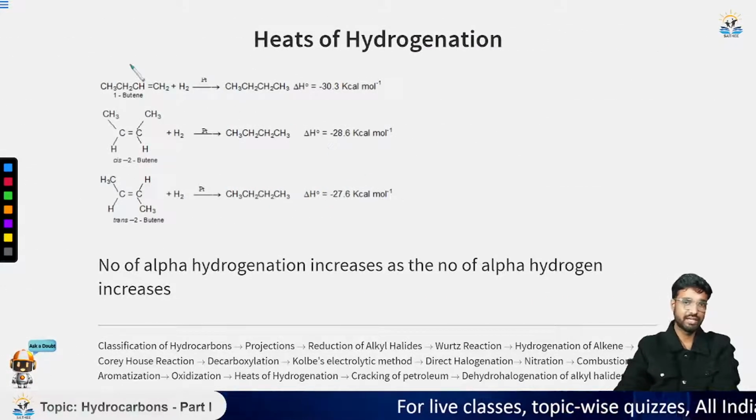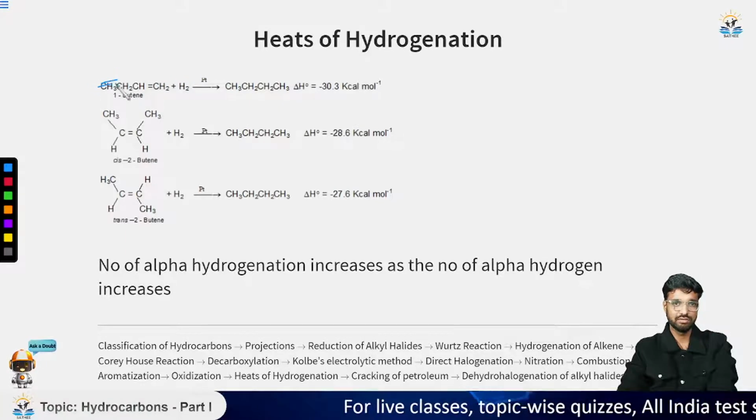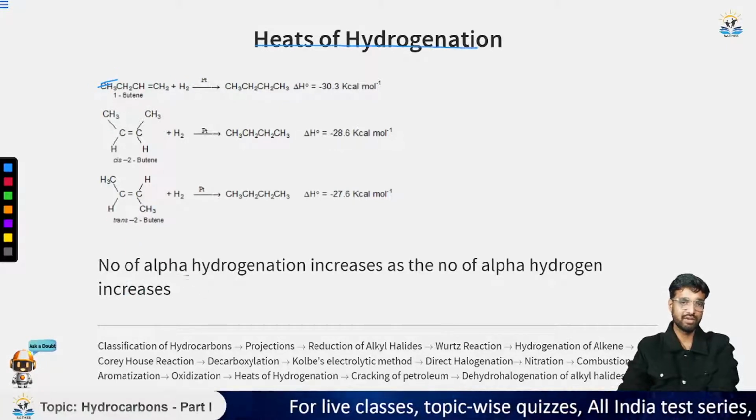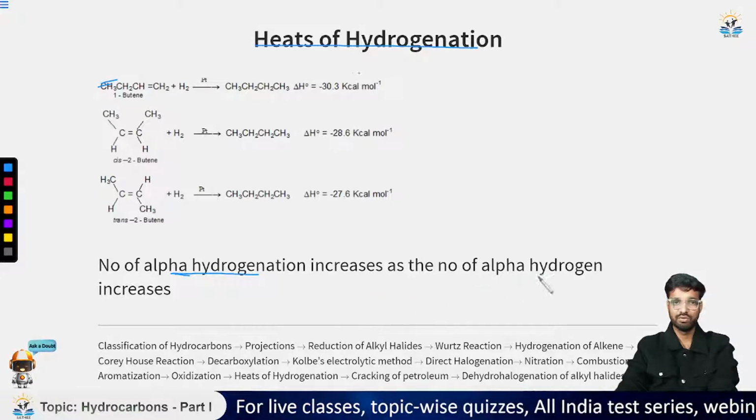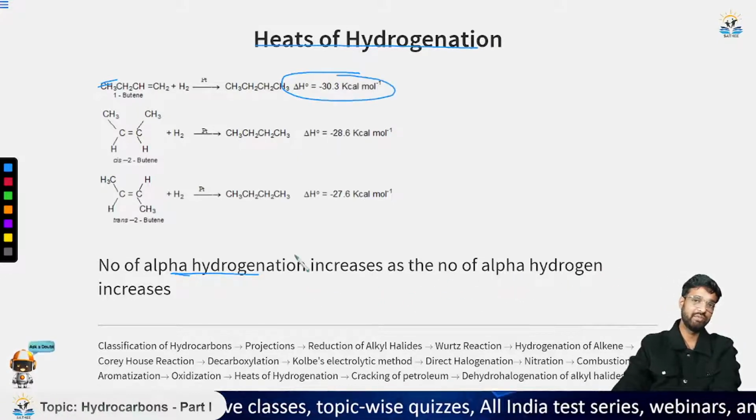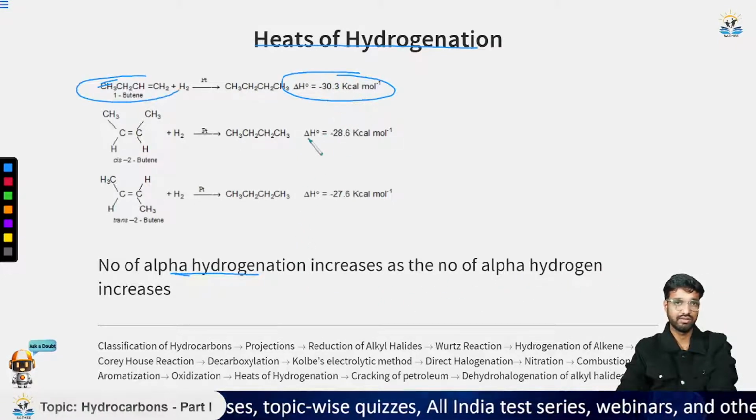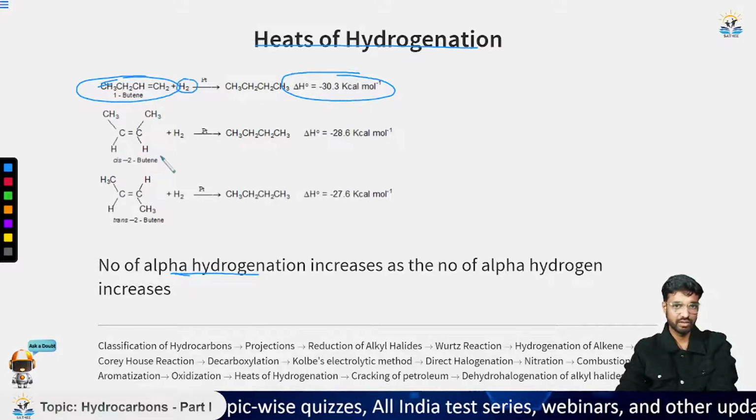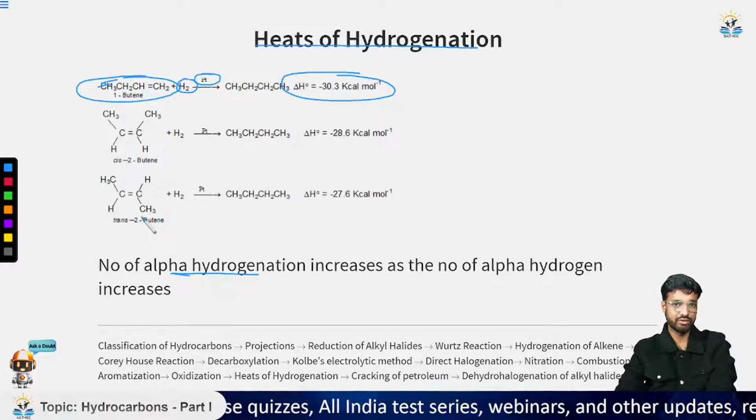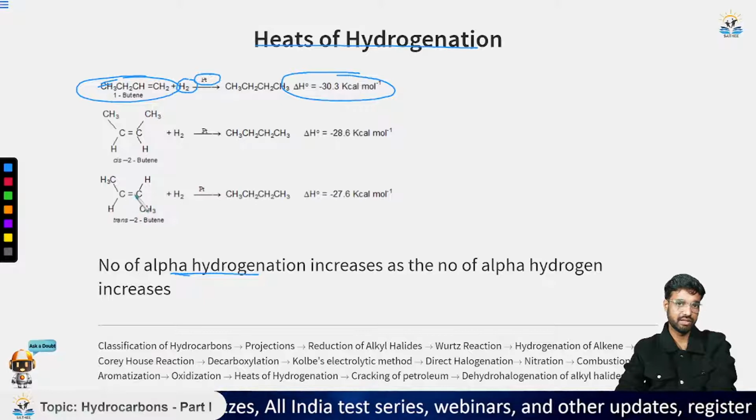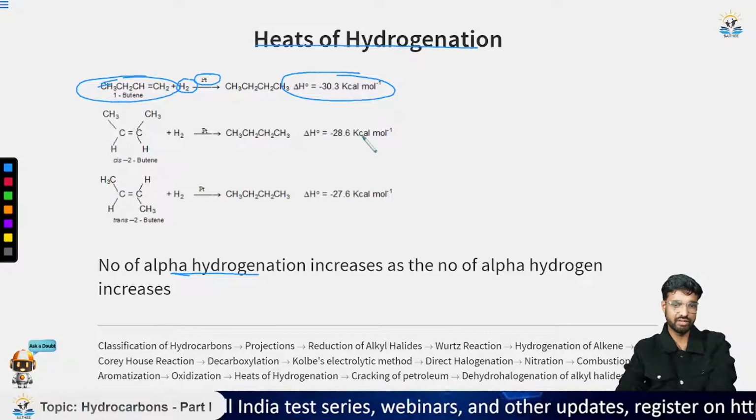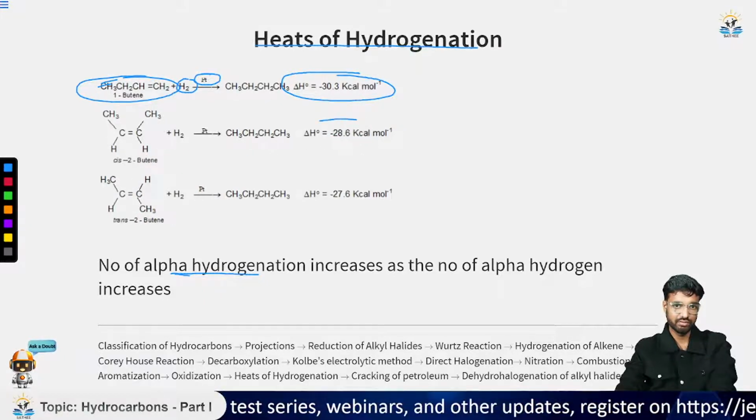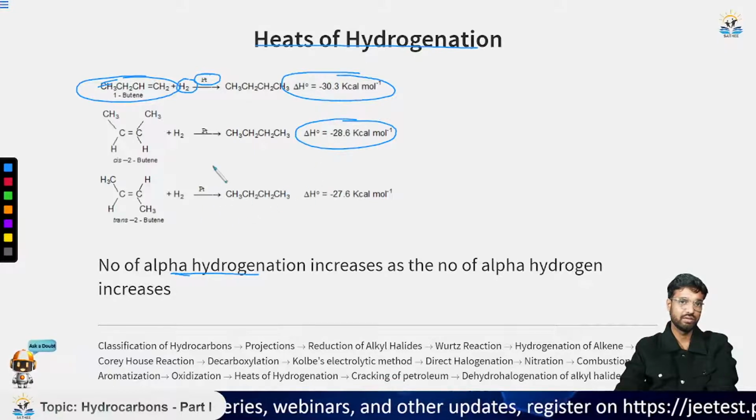Now moving on to alkene, so we have heat of hydrogenation. So the thing here to notice is that the more the number of alpha hydrogens, the more is the heat of hydrogenation that is released. So this is for butene, this is for cis 2 butene, this is for trans 2 butene. So since we know that cis 2 butene is less stable, it will give a greater amount of heat. Okay.